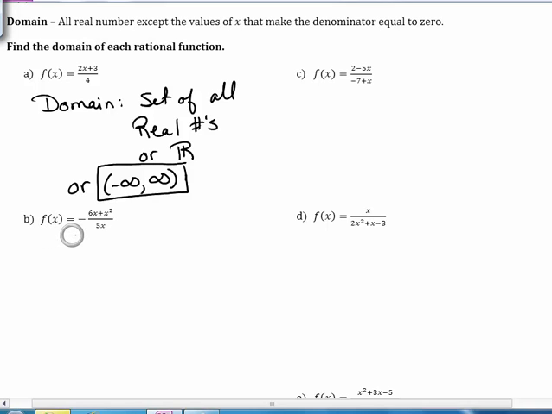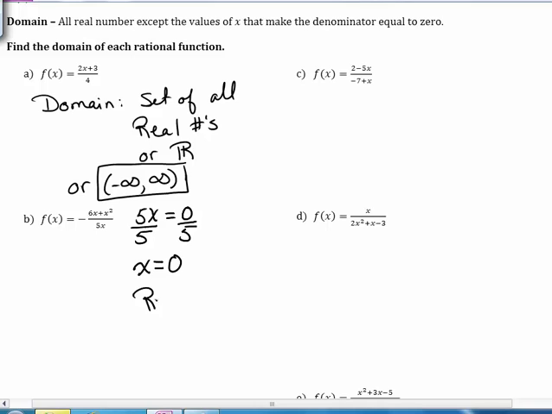Our next example, f of x equals, and there's a negative sign out in front of this fraction, and then it's positive 6x plus x squared over 5x. So we start off assuming that it's all real numbers, and then we look for problems. So I have a 5x in my denominator. So whatever value of x will cause this to be 0 is the value that we need to take out. So you set your denominator equal to 0 and solve, and this will give you the values that we need to remove from our domain. So we're going to divide both sides by 5, and that will give us x, and then 0 divided by anything is 0, so this gives us x equals 0.